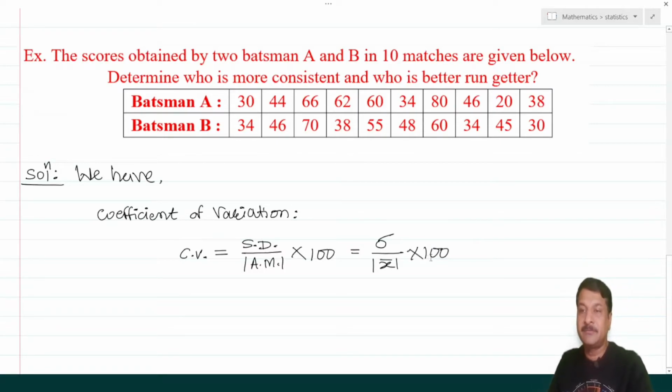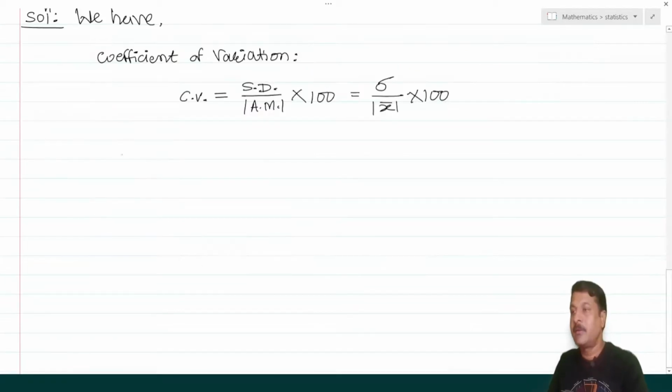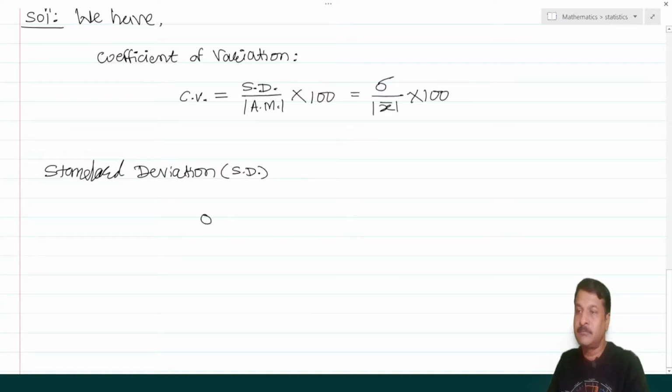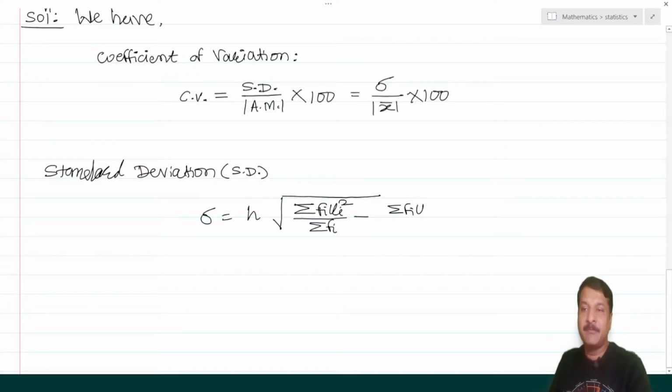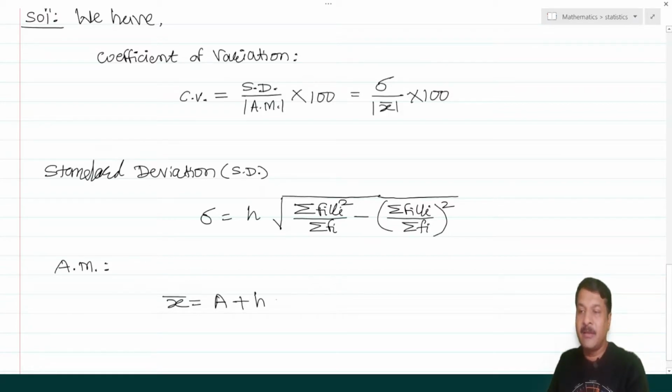So what is the sigma? We should know all the formulas: coefficient of variation, standard deviation and arithmetic mean. So standard deviation, sigma equals h into the square root of summation of fi ui square upon n, meaning summation of fi, minus summation of fi ui upon summation of fi, whole square. And arithmetic mean, x bar equals a, the working mean, plus h times summation of fi ui upon summation of fi.